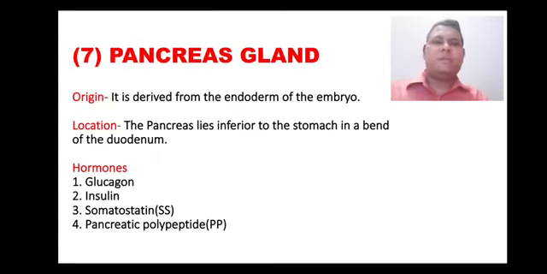Next gland, the pancreas gland. The pancreas gland is dual in nature, having the special properties of both exocrine and endocrine hormones. Origin: the pancreas gland is derived from the endoderm of the embryo. Location: the pancreas lies inferior to the stomach, in a bend of the duodenum. It is both an exocrine and endocrine gland.